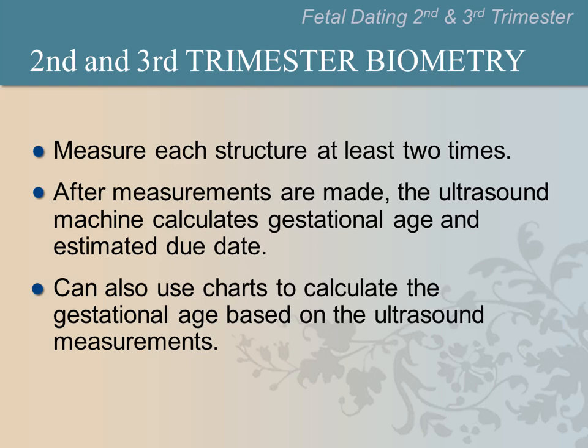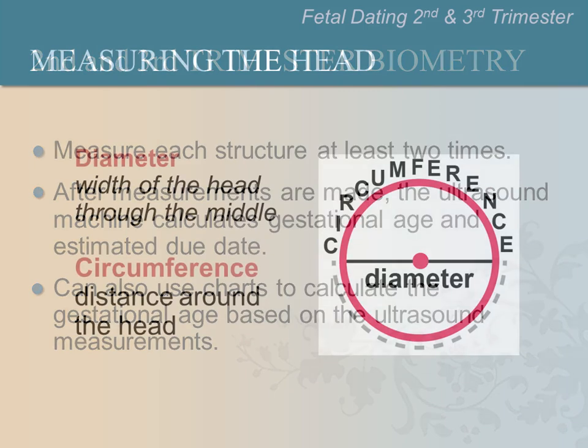When measurements are entered into the OB worksheet on the ultrasound machine, the machine will calculate the gestational age and estimated due date. Older machines may not have obstetric software packages. In this case, you can use charts to get the dates for individual measurements. The charts have the same information that is used by the ultrasound machine.